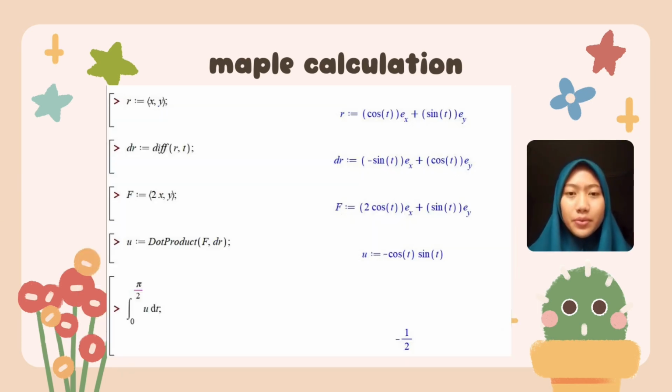Next, we need to insert x and y into r and differentiate it by using the diff command, and the output will be negative sin t, cos t. Next, we need to call the function f equals 2xy to get the output 2 cos t sin t. Also, we need to let u equal the dot product of f and dr, so the output will be negative cos t sin t. Lastly, we need to evaluate the integral with the limit of 0 until pi over 2 of u dr, and the final output will be negative 1 over 2.